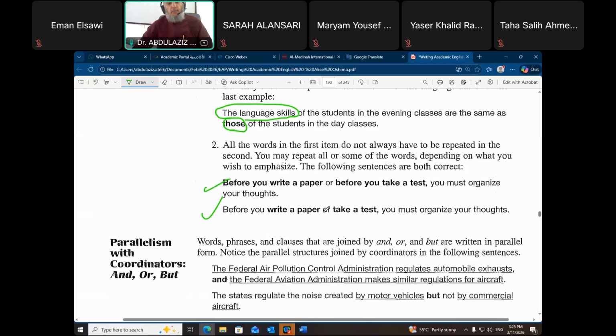Before you write a paper or take a test, look, write a paper or take a test. Verb, acceptable in English. Or you make a clause, no problem. See, before you write, clause, subject, verb, subject, verb. That's acceptable. Here only verb, acceptable. This verb and this verb, okay, can you tell me, you write a paper or take a test? Is this a simple sentence or complex sentence?